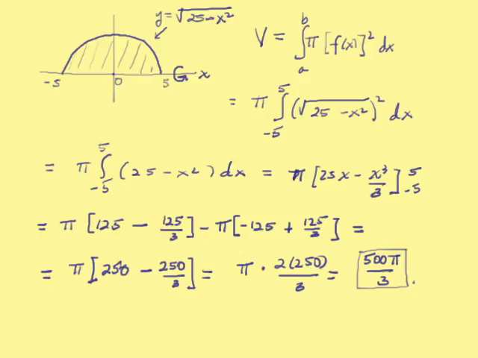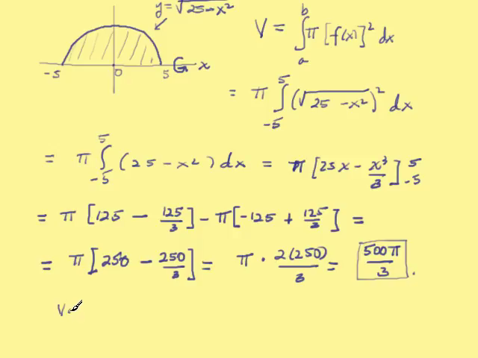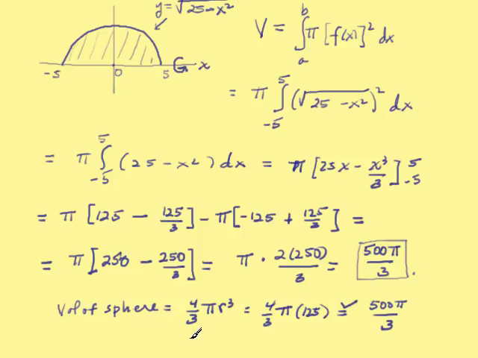And let's remember that the volume of a sphere is equal to 4/3 pi r cubed. In our case, r is equal to 5, so that's 4/3 pi times 5 cubed, or times 125. And 4 times 125 is 500. So again, we get 500 pi over 3. So that's just a check using the formula for the volume of a sphere.